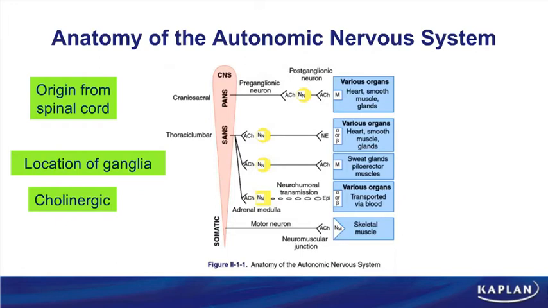When I look at the sympathetic pathway, notice that the postganglionic nerve this time is going to release norepinephrine. We would call that an adrenergic nerve.